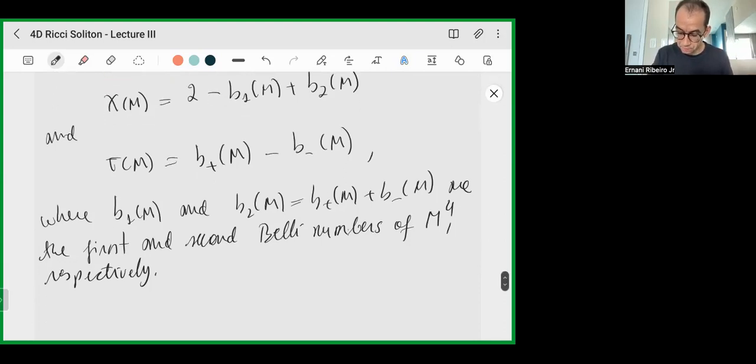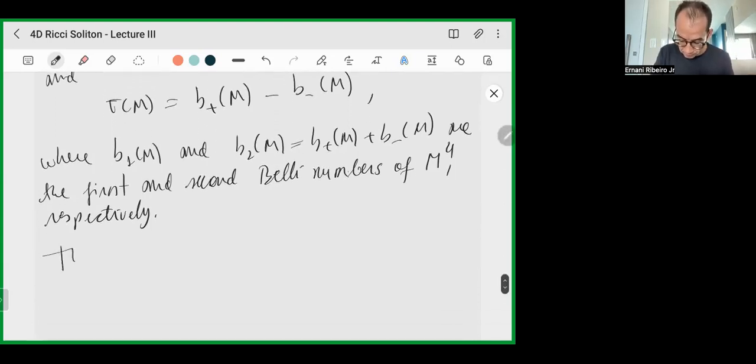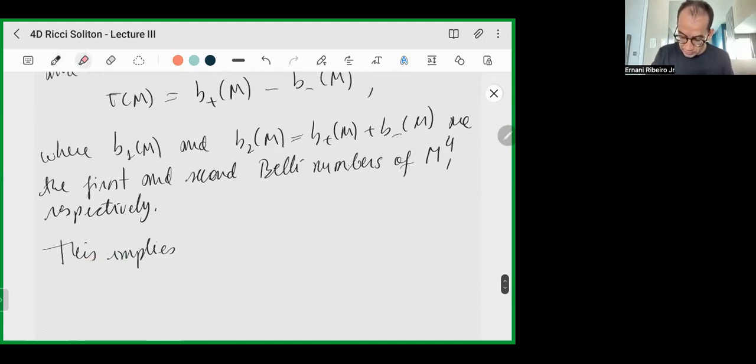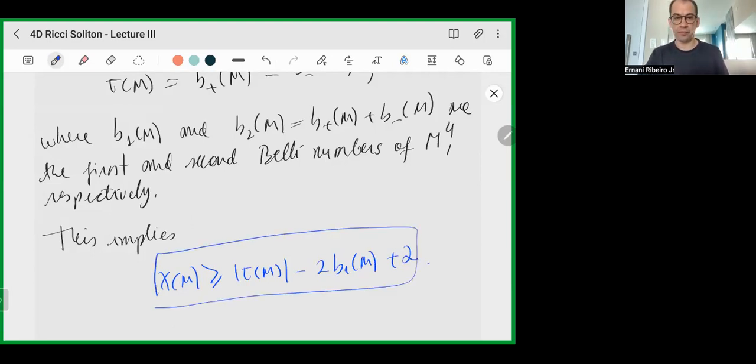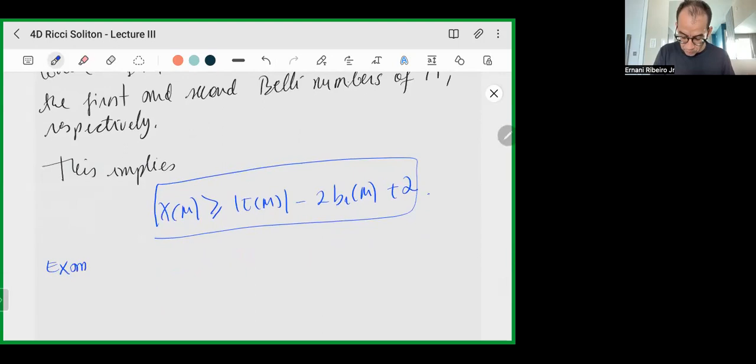Okay, so one consequence of this formula obtained by Poincaré duality is that in general, if you have a four-dimensional compact oriented manifold, then the Euler characteristic is bigger than or equal to the absolute value of the signature plus two minus twice b1 of M. So this holds in general if you have a four-dimensional compact manifold. Just to give some examples. Remember that this does not depend on the geometry of a given manifold, only on the topology.